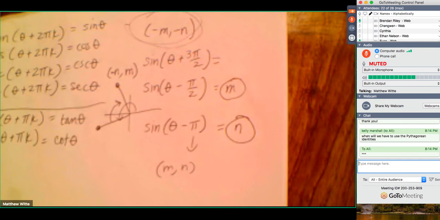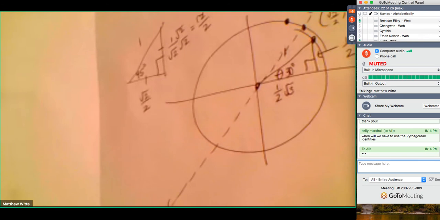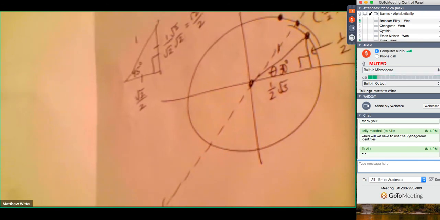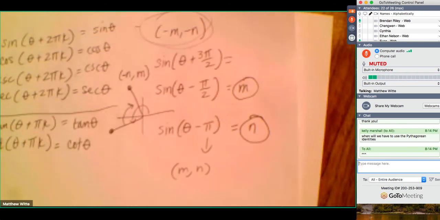Sorry, I wasn't looking at this. Pythagorean identities, like sine squared plus cosine squared is equal to 1, you use to show that a point lies on the unit circle. The other Pythagorean identities I might just throw in there, I might have somewhere on there, what would I have?